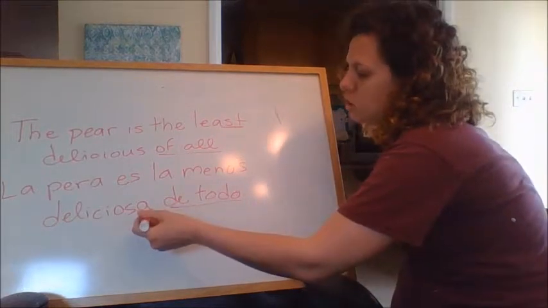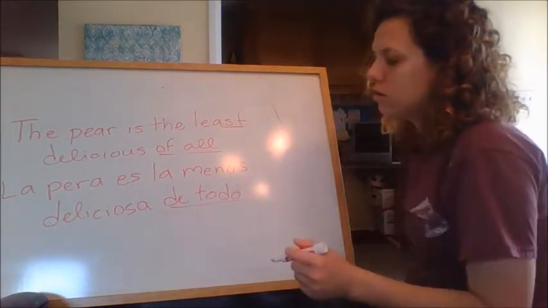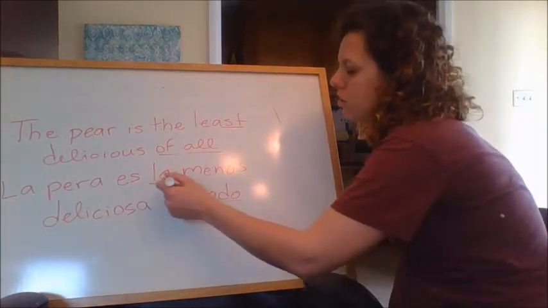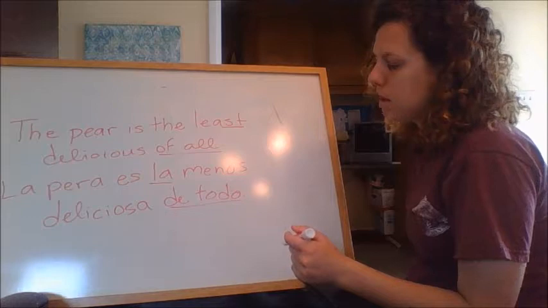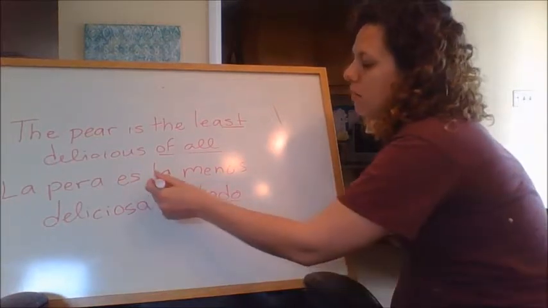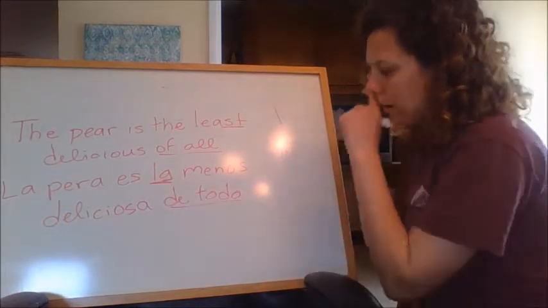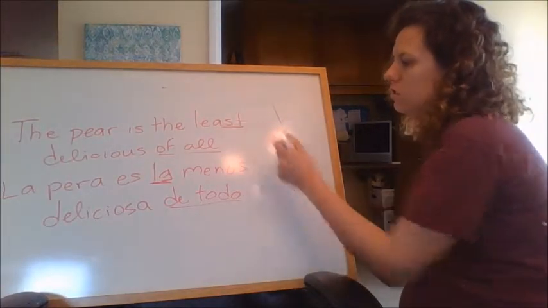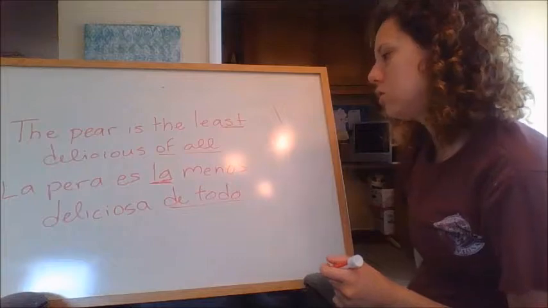Once again, this is an adjective. It's describing delicious or pear, so you have to make it match in gender and number. This right here is the least, right? Because menos is less. But if you add this definite article in front of it, then it adds this kind of -est to it. So it's like the least delicious of all.